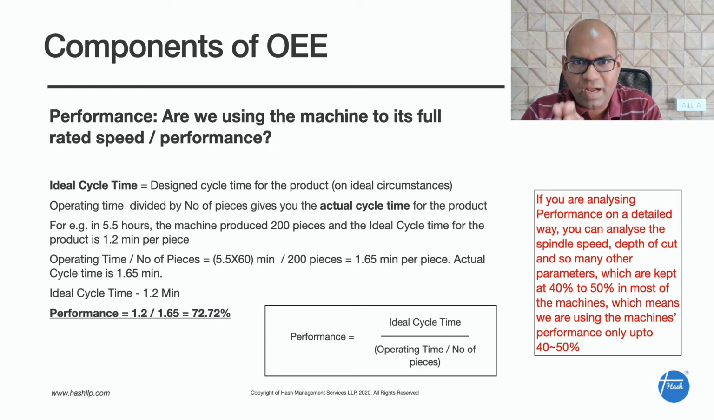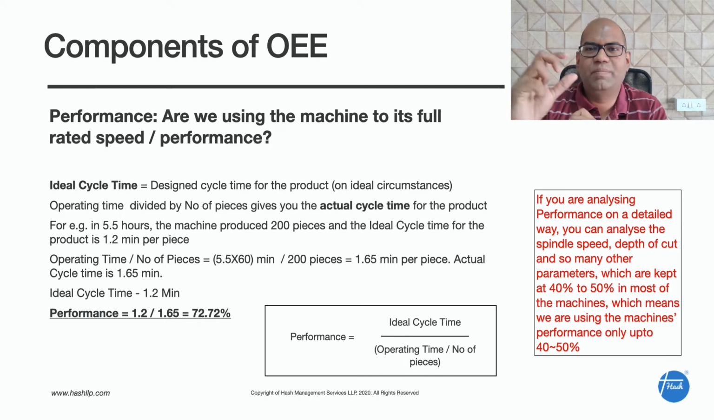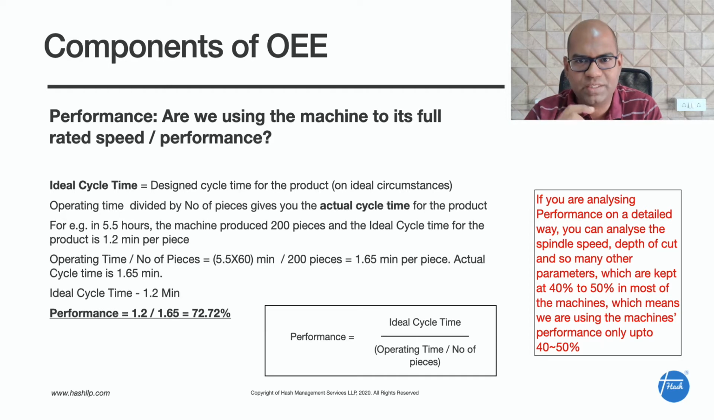Now we are coming to the second parameter, called performance. Are we using the machine at its fully rated speed or performance? Let us take the same example. In availability, we looked at using the machine only for 5.5 hours out of 8 hours. And in this 5.5 hours, I have produced 200 components, which means the actual cycle time is about 1.65 minutes per component. According to our norms, the ideal cycle time is 1.2 minutes per component, which means in 5.5 hours, I could have produced 275 components. So instead of 275 components, I have produced only 200 components.